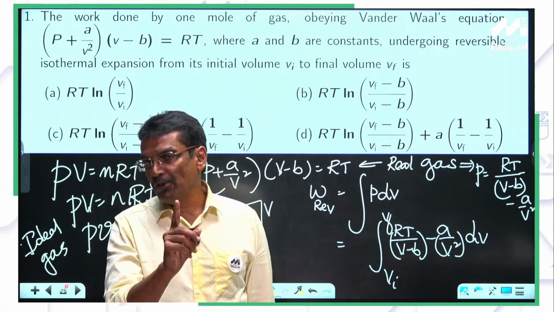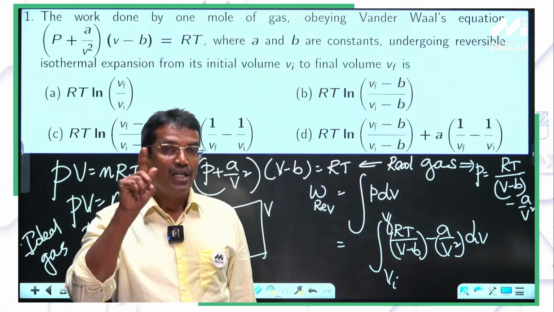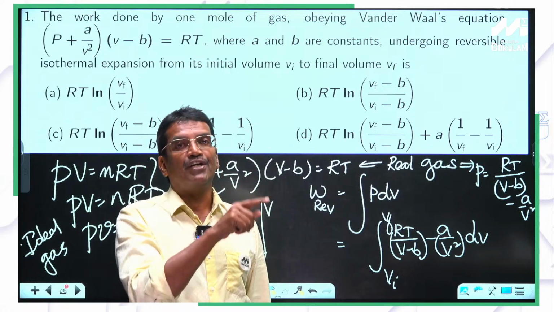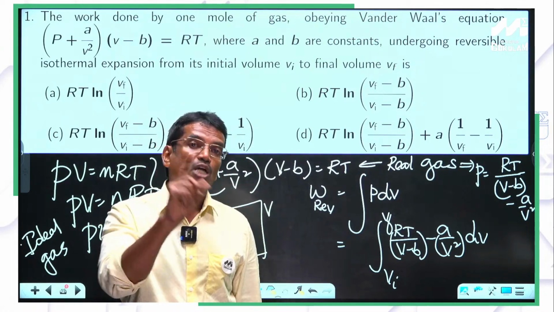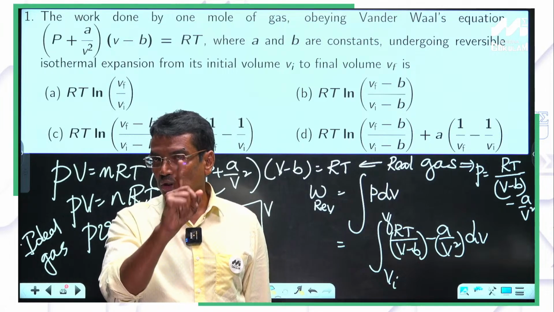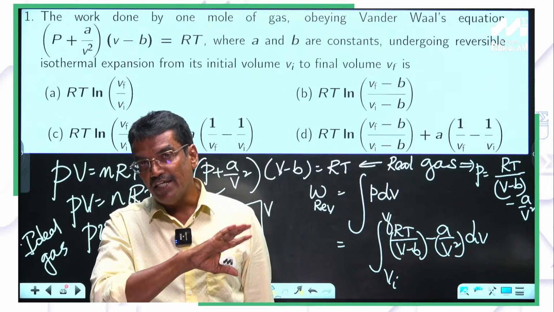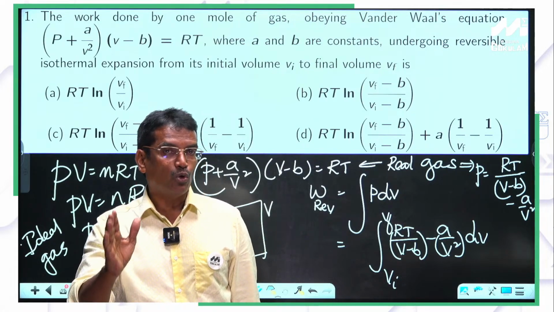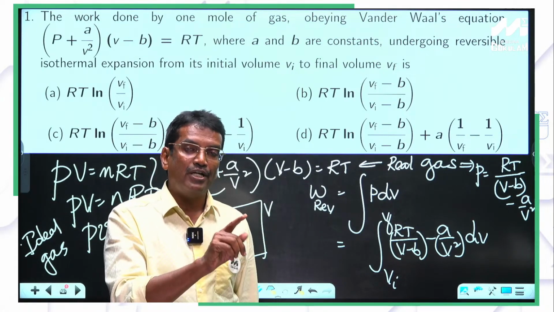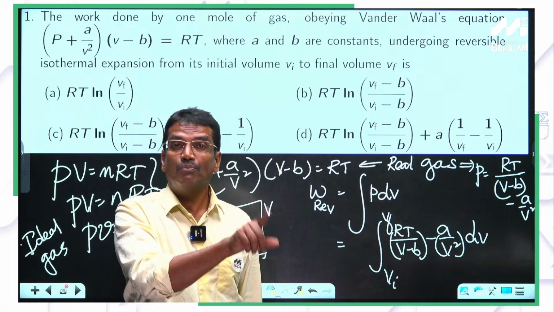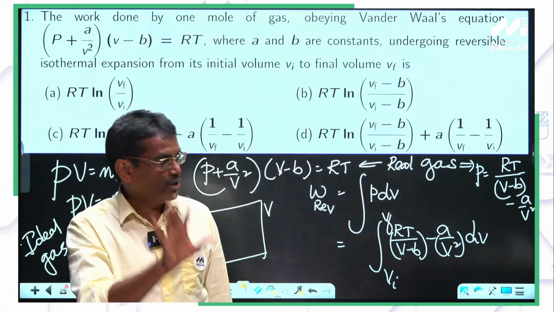Only for one particular thermodynamic process, integral PdV and integral VdP both will become equal, that is the isothermal process. Only for the isothermal process, integral PdV and integral VdP will be equal. Integral PdV is for the closed system, minus integral VdP for the steady flow open system, that too for a reversible process. Try to understand the gap.